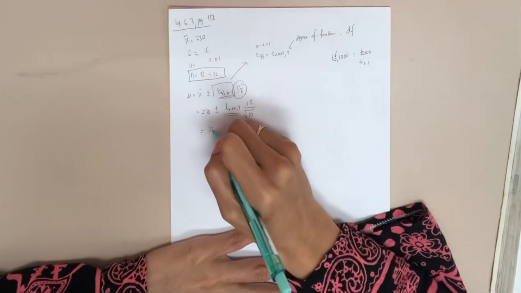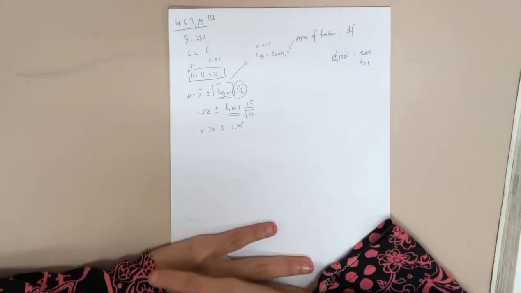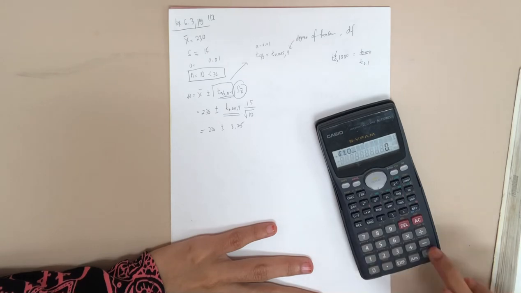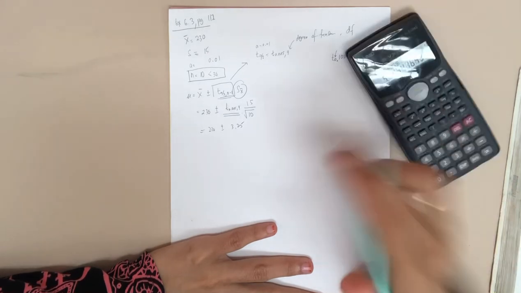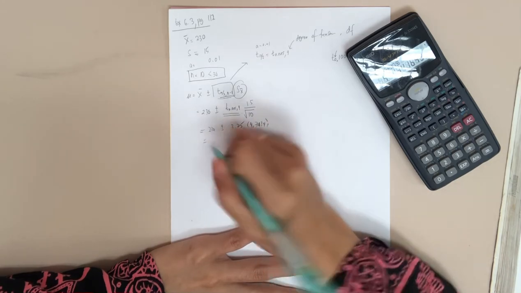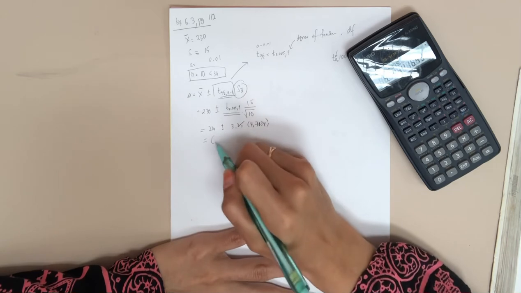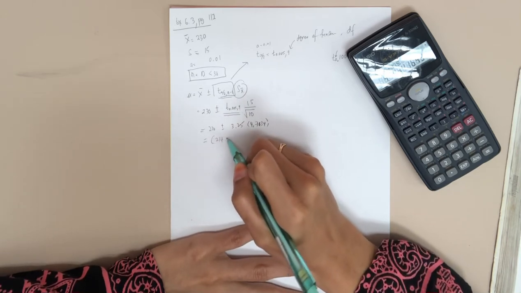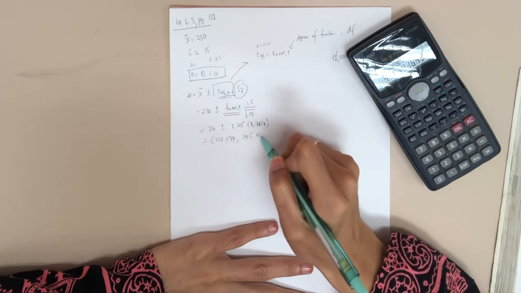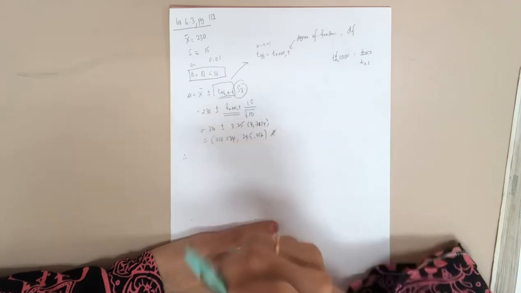Okay, 3.25. Alright, so then square root 10, 15 divided by square root 10. So this is 4.7434. Okay, then simplify. So you have 214.584, comma 245.416. So yeah, do the same thing.